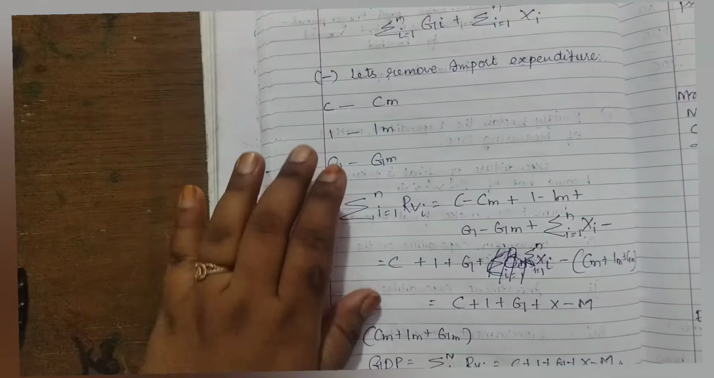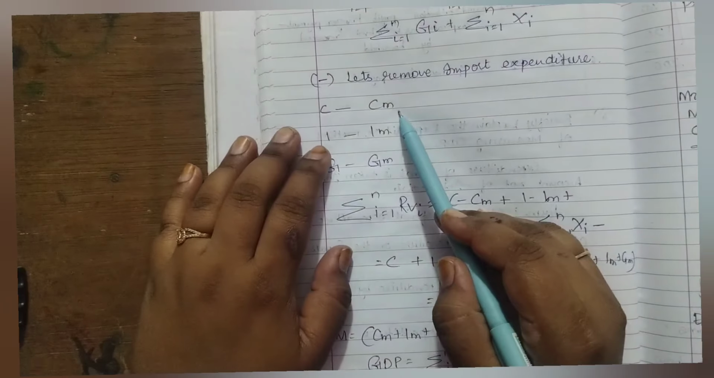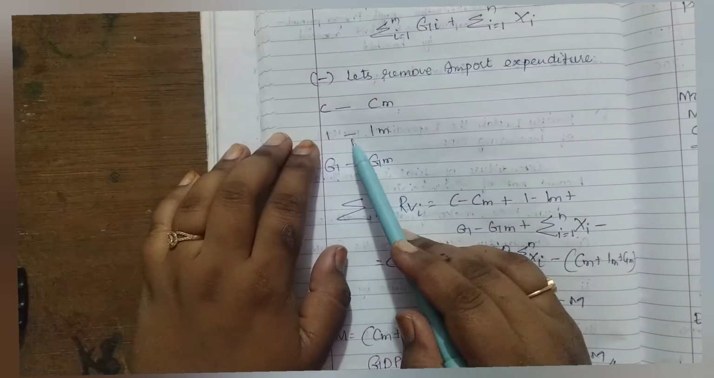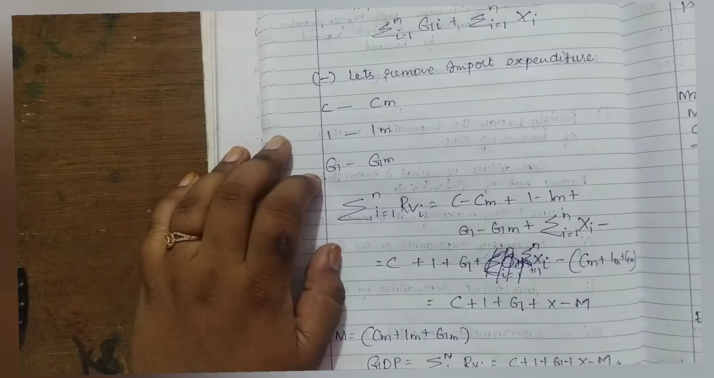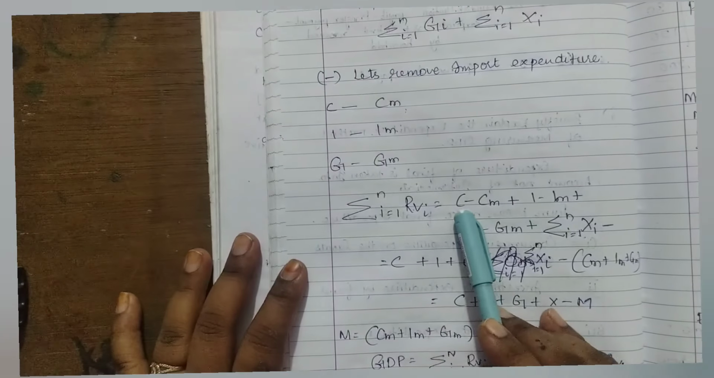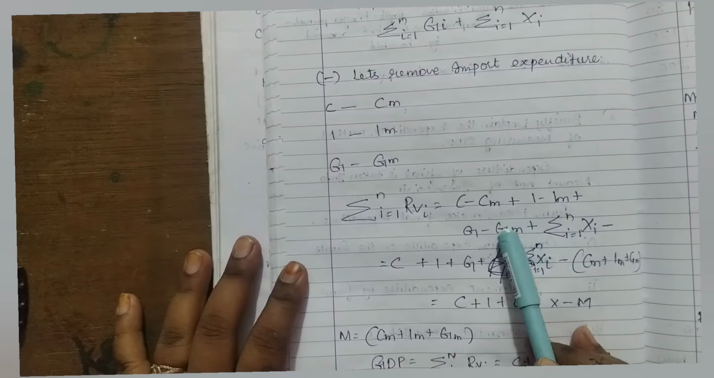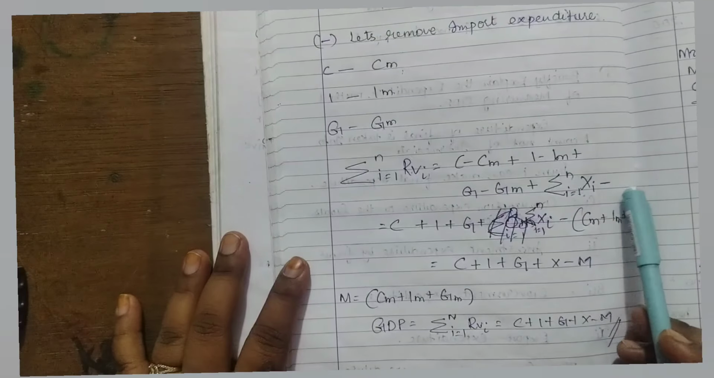So that is why we have to remove consumption expenditure minus consumption import, investment expenditure minus investment import, government expenditure minus government import. Okay, so we have to remove C minus CM, I minus IM, plus G minus GM. So all we have to remove it from export only.